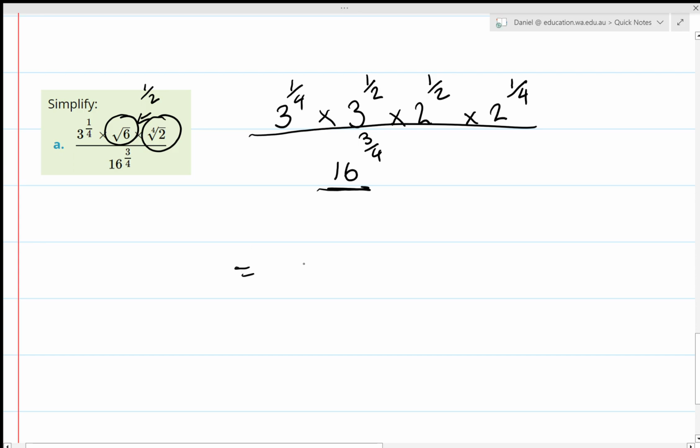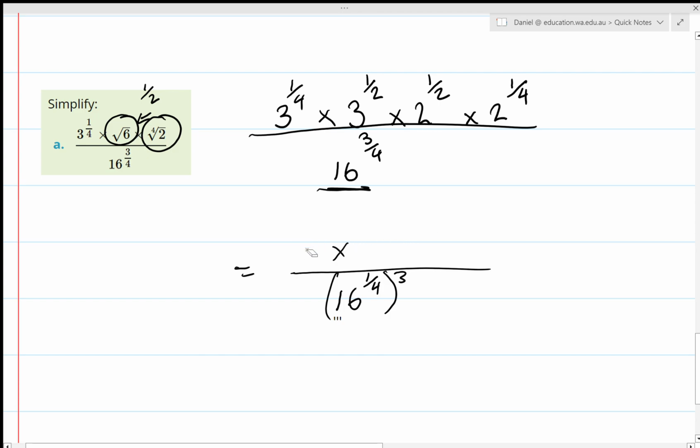So let's go to here. I'm going to concentrate on the bottom first. I'm going to break this apart like we did in the first problem. I'm going to go 16. I'm going to break that indice apart to a quarter, and then I'm going to cube it afterwards. Okay, let's write the rest back in. 3 to the quarter times 3 to the half.